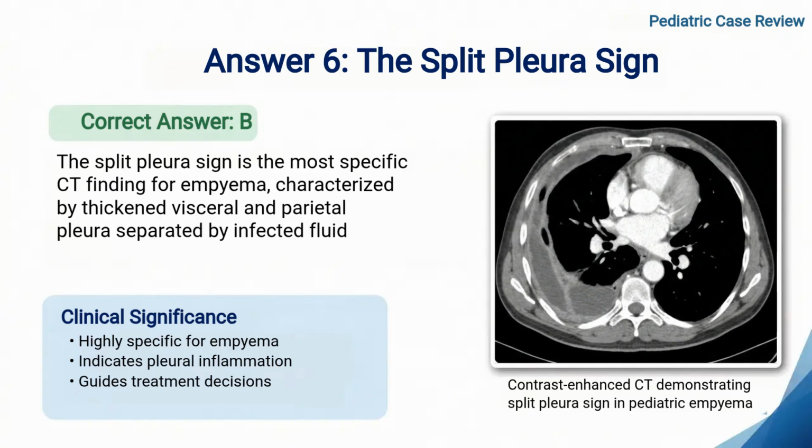Ground glass opacities reflect parenchymal lung disease. Air fluid levels suggest bronchopleural fistula or gas-forming organisms. Mosaic attenuation indicates small airway disease, not empyema.